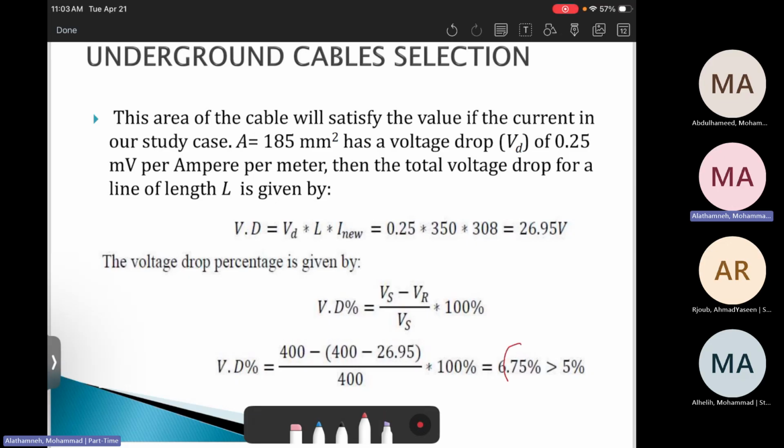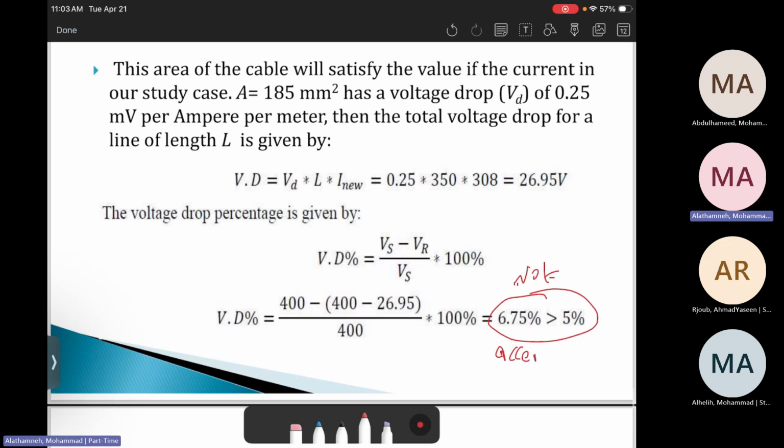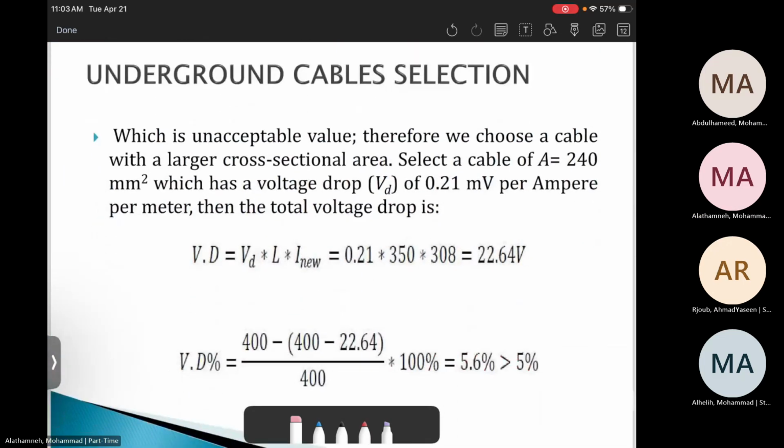Then we realize this is not acceptable. How to fix it? Increase the size of the conductor, because it's more than 5%. So again, this is an unacceptable value. Therefore, we need to rank up the cable size, increase the cable size.